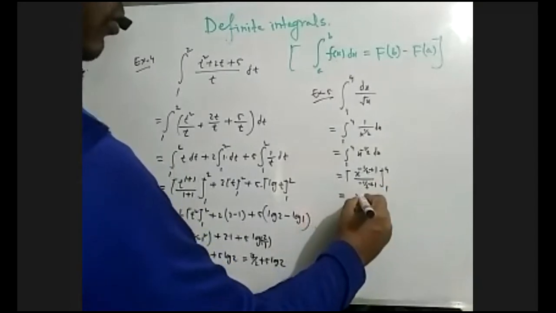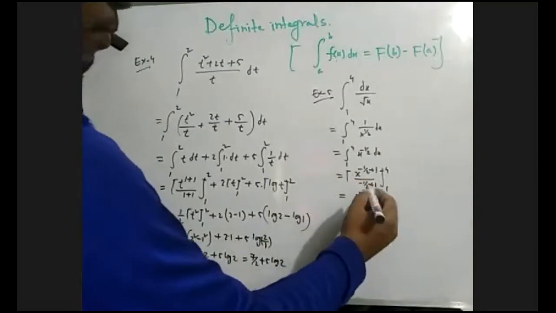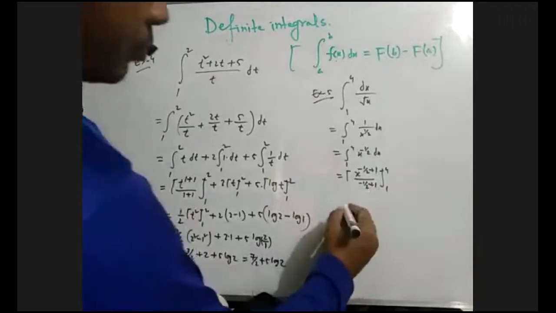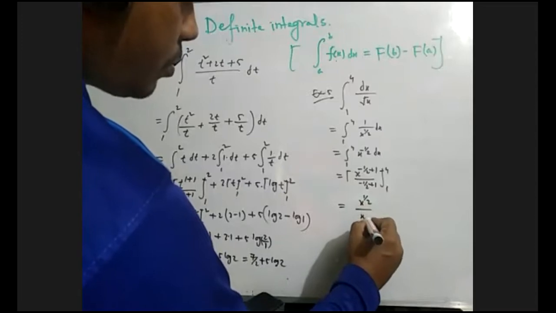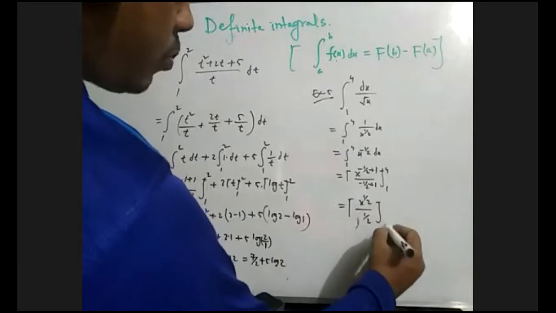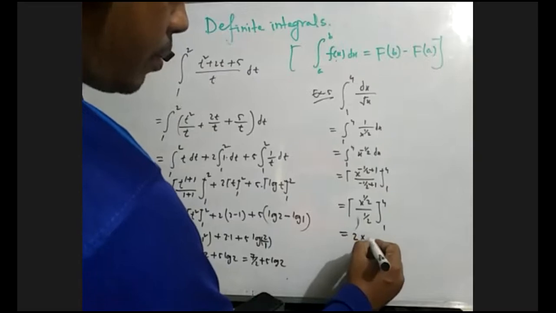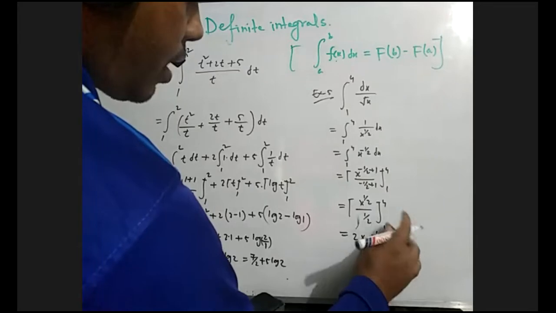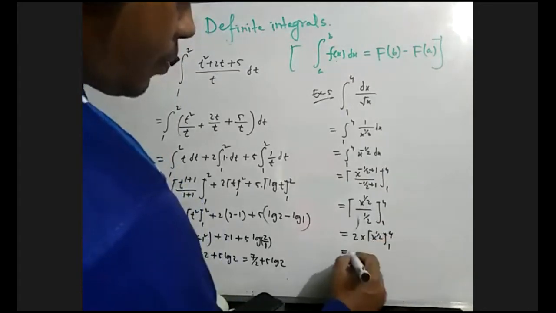So this means what? x to the power minus half plus 1, so x to the power half, divided by half, with limit 1 to 4. And 1 divided by half means what? 2. Multiply by x to the power half, from 1 to 4.